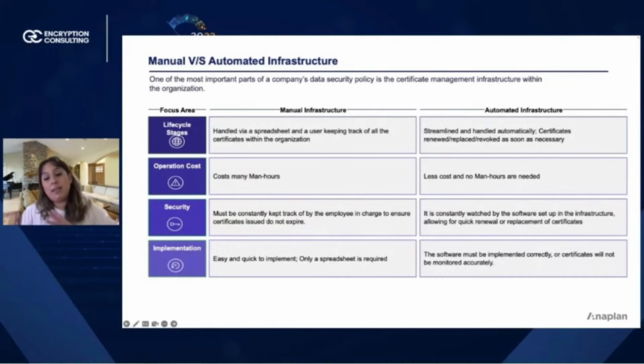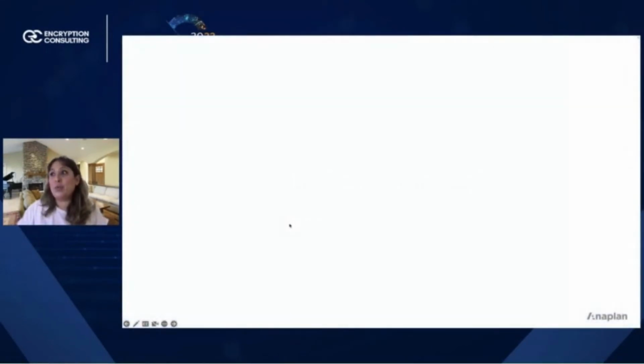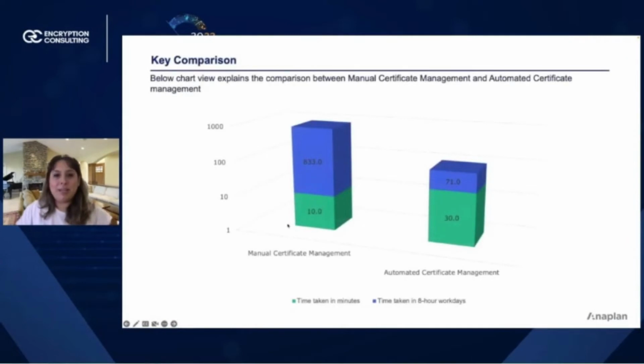And from the implementation perspective, it's not a small implementation, but once you do it correctly, you gain a lot of benefit from the system. If it's a centralized one, it gives you full visibility. So you gain a lot from this automated infrastructure. In the next slide, we can see some key comparisons that we did in the company: before manual certificate management and after implementation.